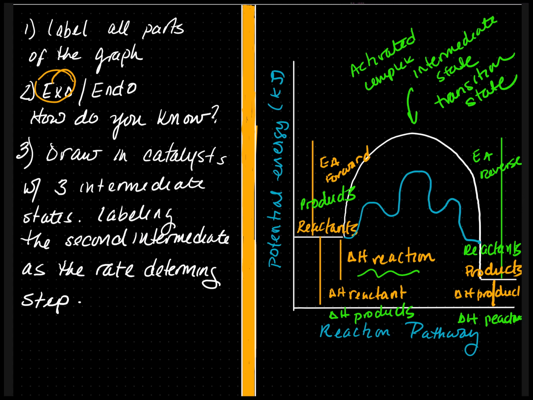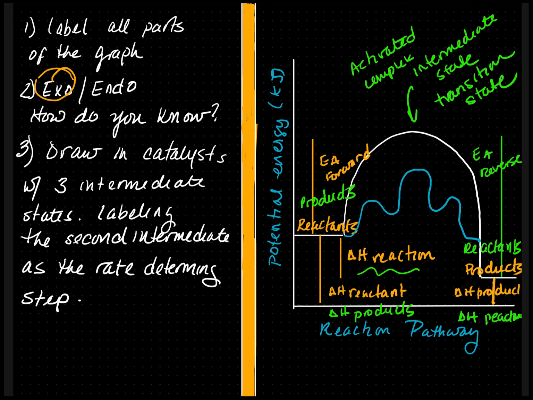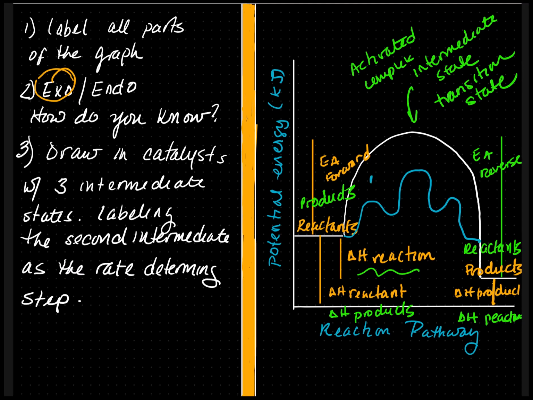The rate determining step will have the highest activation energy. So this will be intermediate 1, 2, and 3. 1 and 3 just have to be lower than 2. 1 can be higher than 3, or 3 can be higher than 1 in activation energy, but 1 and 3 cannot be higher than 2 if 2 is the rate determining step. So here is the rate determining. 1 and 3 are non-rate determining.